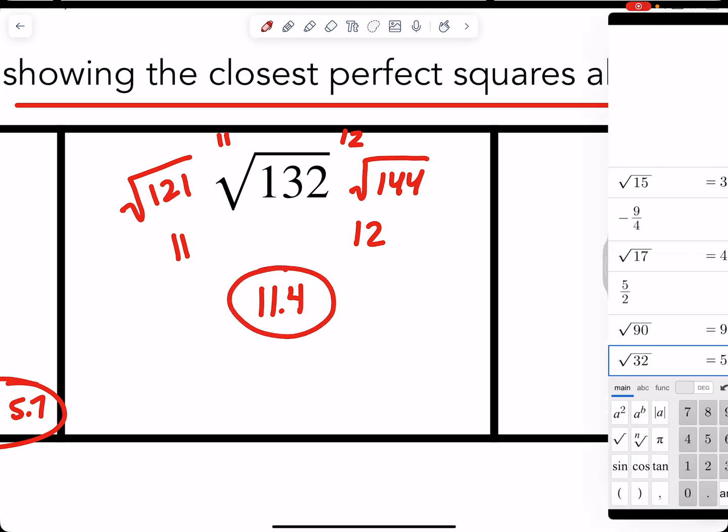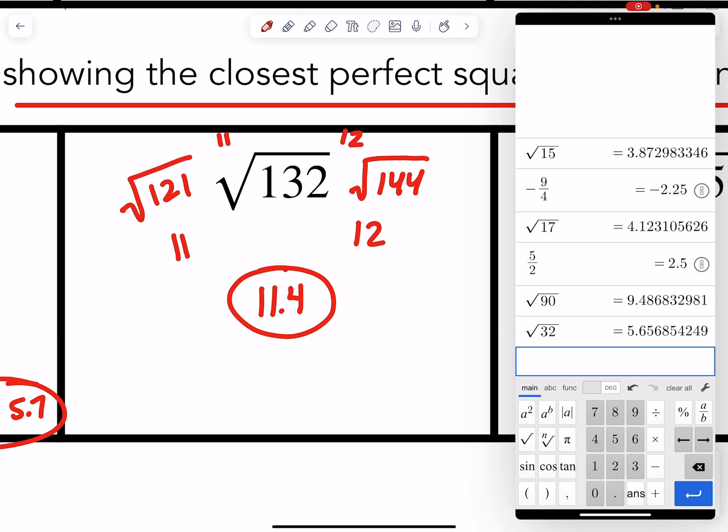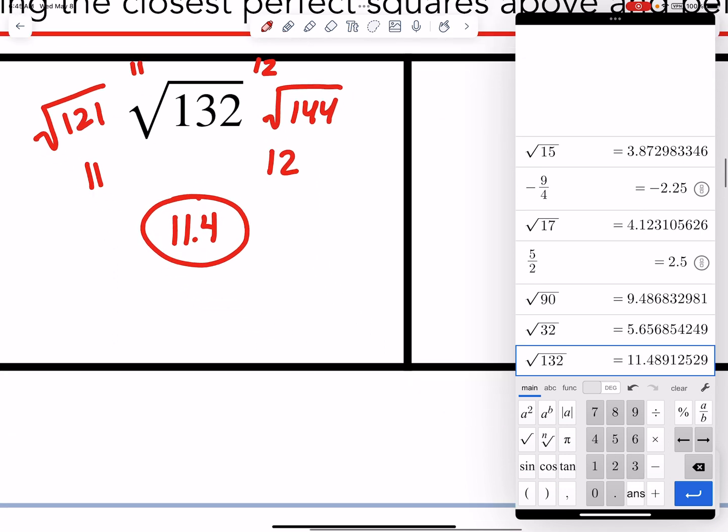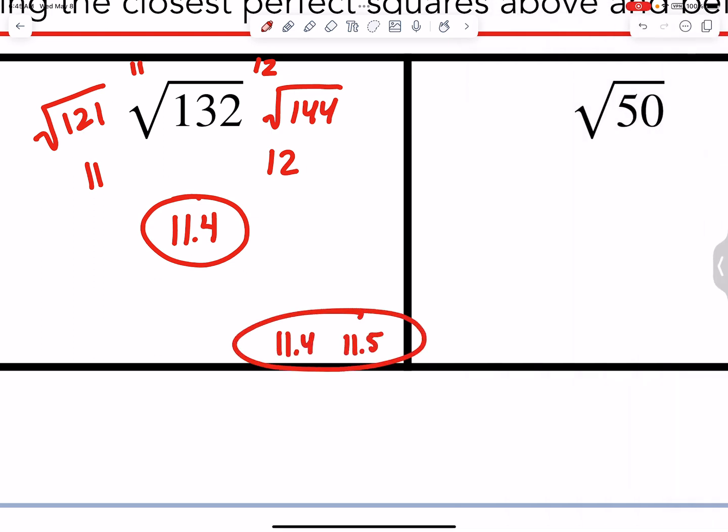Okay, but I bet it could be 11.5 too. Let's see. Square root of 132 is 11.48, which would round to 11.5. Yep. So either of those would be really good estimates and would be acceptable.